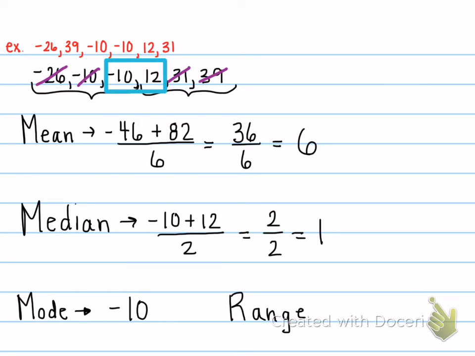And the last part is the range. My biggest number was 39 minus my smallest number was negative 26. I change it to 39 plus 26, and I get an answer of 65. So now I have the mean, median, mode, and range of that set of data.